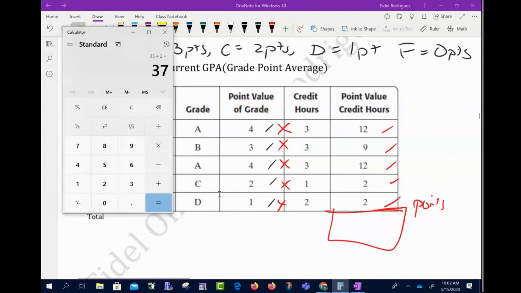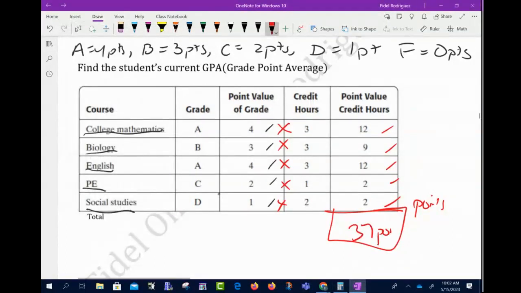How many points do we have? 37 points. Okay, y'all, in addition to adding up all the points, we also need to add up the number of credit hours that we took. So we're going to add 3 and 3 and 3 and 1 and 2. So 1, 2, 3, that's 9. 10, how many credit hours? 12. 12 credit hours, okay?